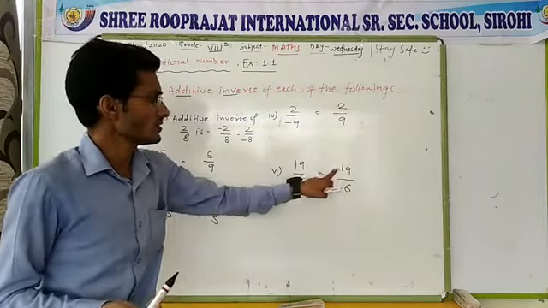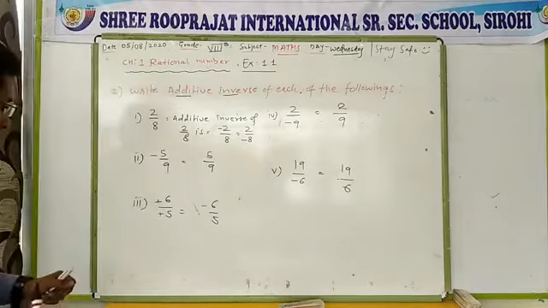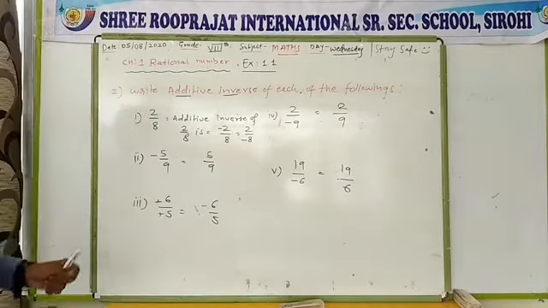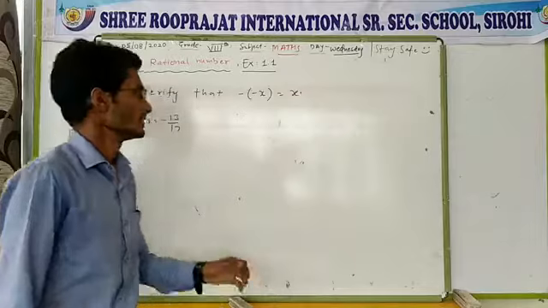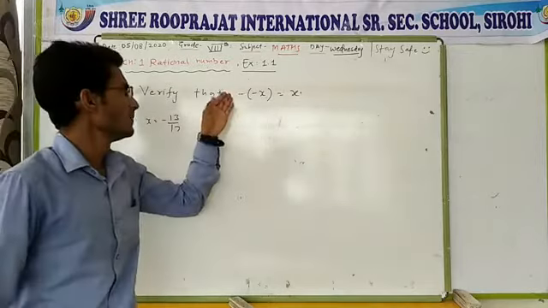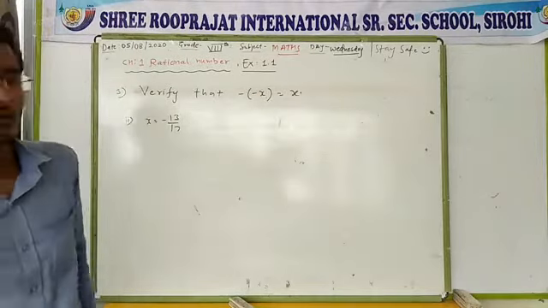You can write, or it is not compulsory ultimately. Okay. So that was question number 2. You have to write in your notebook. Yes. So the next question is: verify that -(-x) = x.